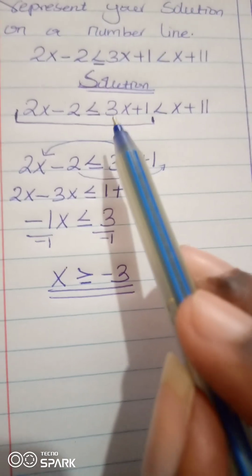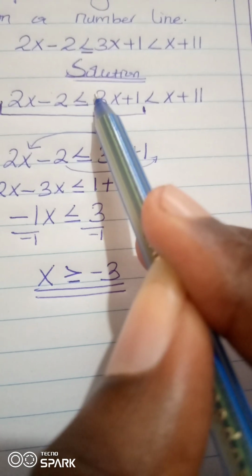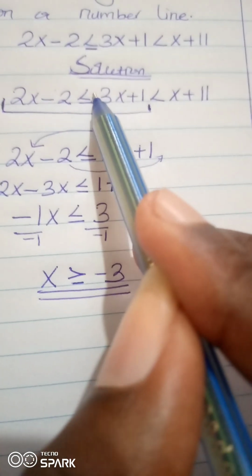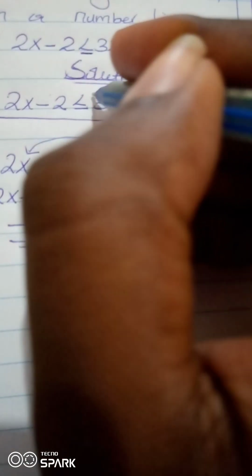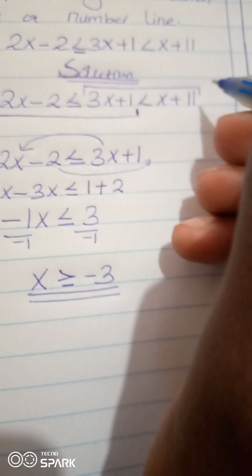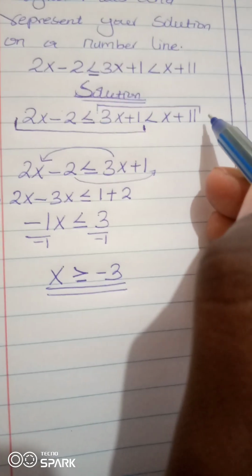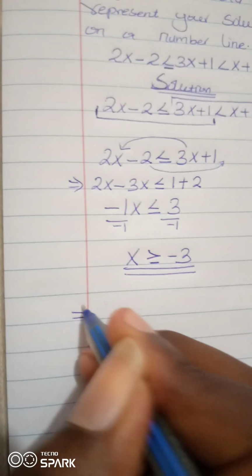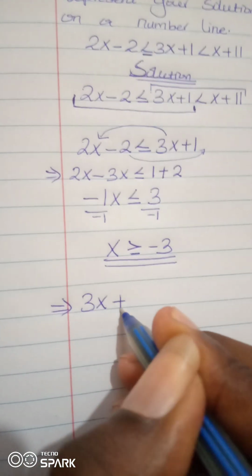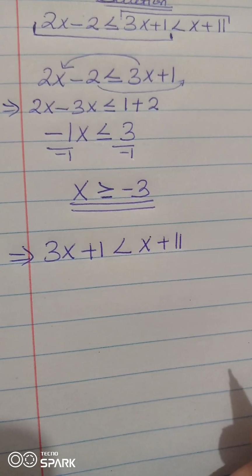After that, you'll pick the second part. The second part starts from where the first inequality sign ends, up to the end of the entire inequality. Therefore, you write it as 3x plus 1 is less than x plus 11. Then now we can solve the inequality.